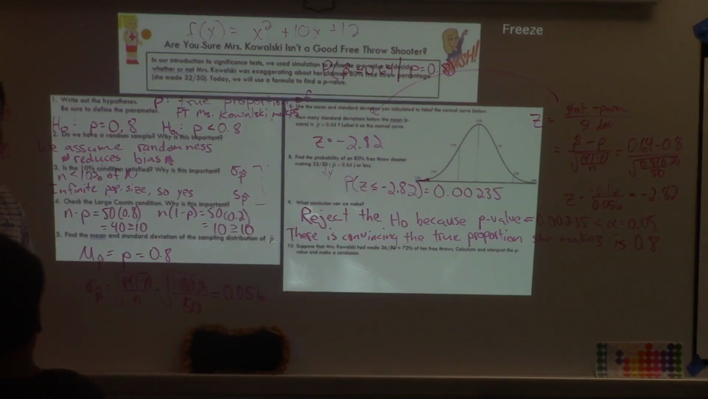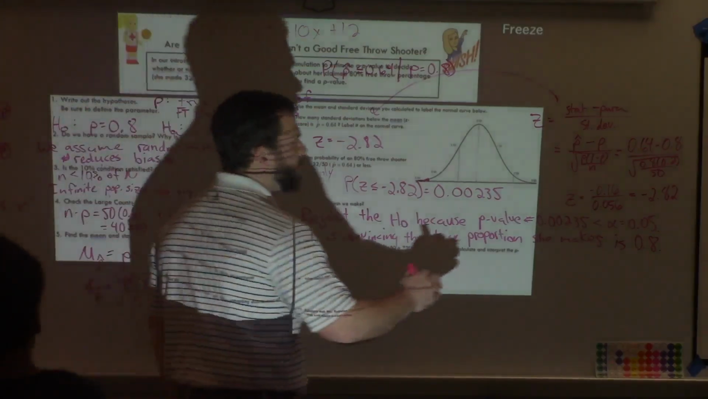If she's supposed to make 0.8. Right. That's almost impossible, so what do I no longer think to be true? That the 0.8 is correct. Right. Oh, that's supposed to say less than 0.8, sorry.